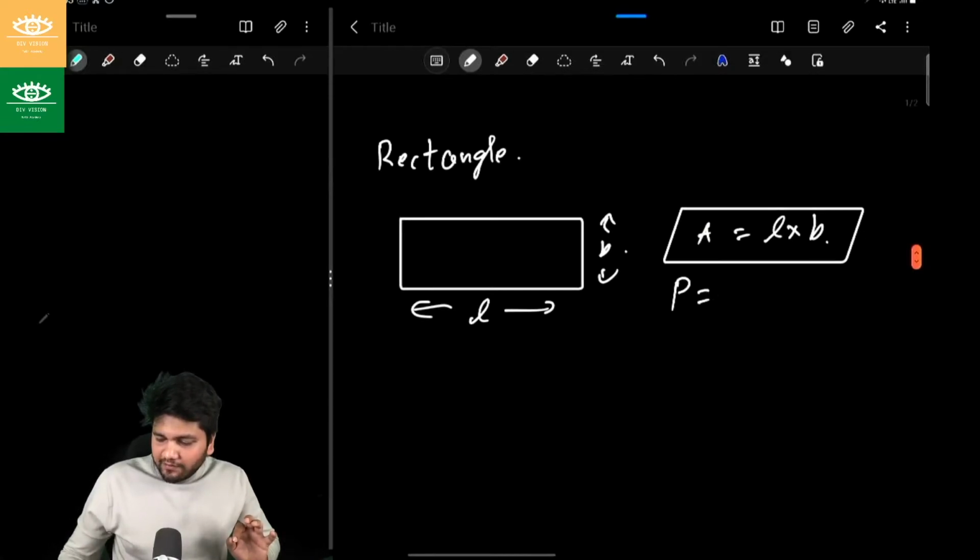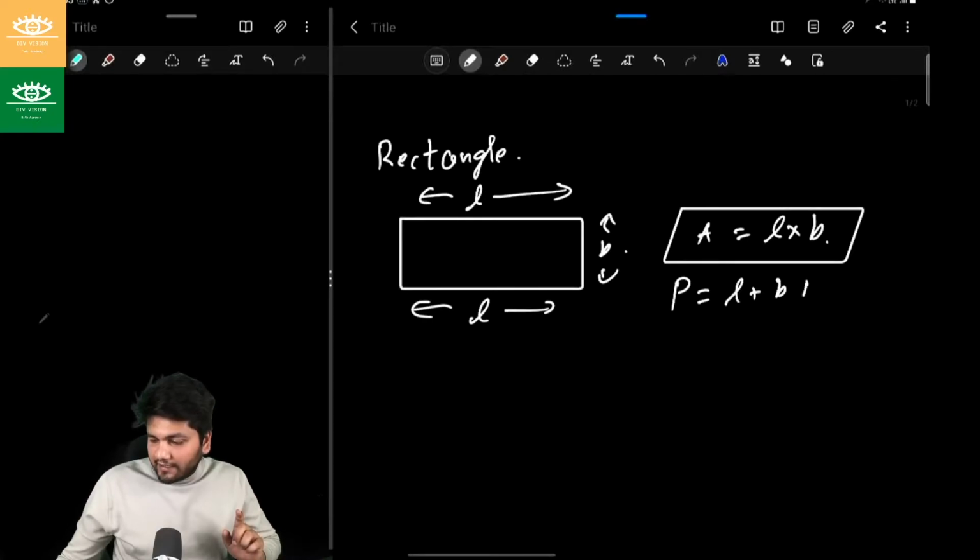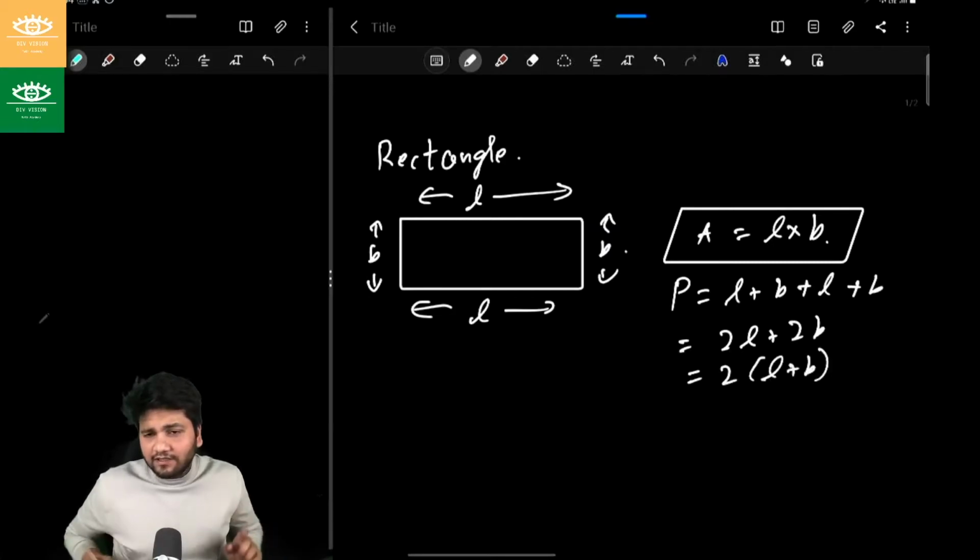Perimeter is going to be what? As I told you, it's the length of the thread which will complete this shape. So it's going to be L plus B. Of course, this side is also length, so again we add L, and then again we add B. So the perimeter is going to be 2L plus 2B, which is nothing but 2 times (L plus B). Now see, don't just learn the formula, apply those formulae. Understand the formulas so that you will never forget.